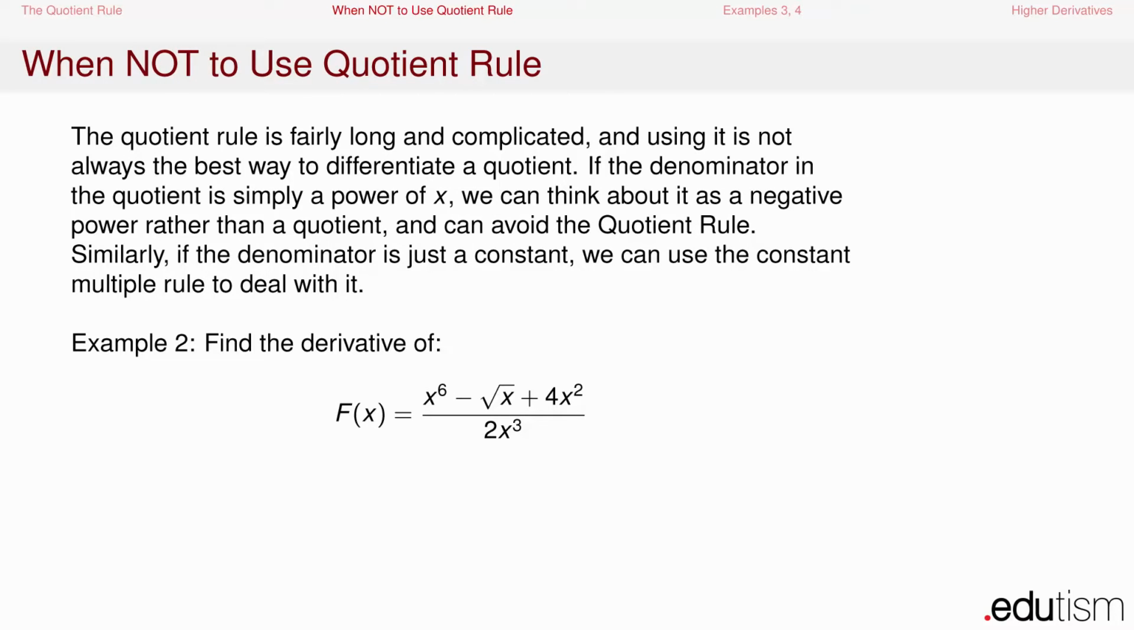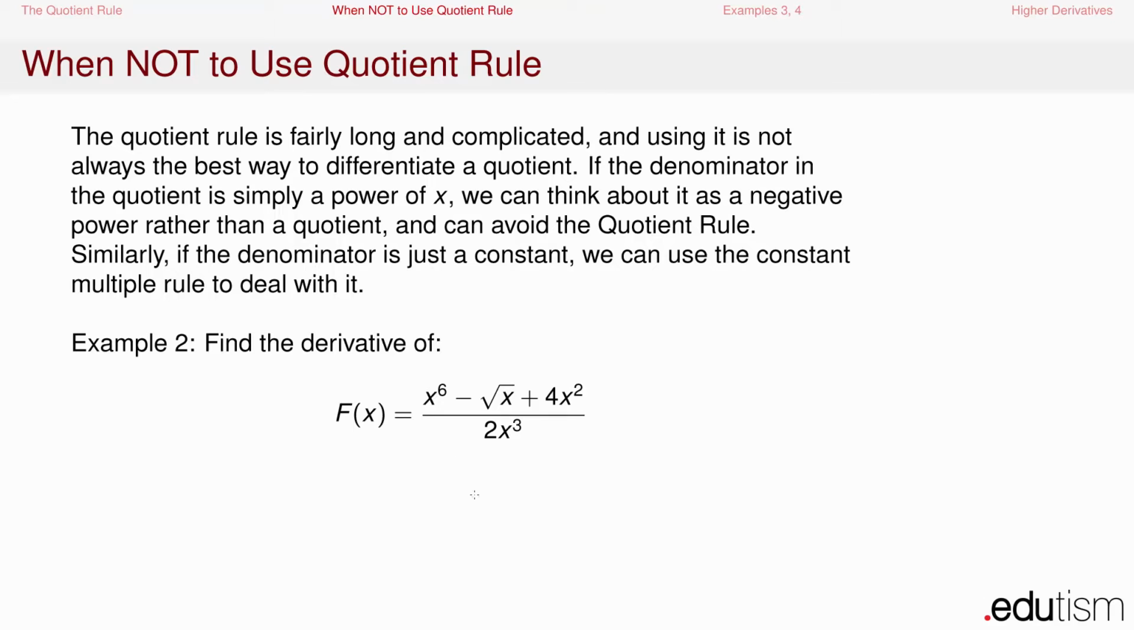The quotient rule is fairly long and complicated, and using it is not always the best way to differentiate a quotient. If the denominator of the quotient is simply a power of x, we can think about it as a negative power rather than as a quotient, and can avoid the quotient rule entirely. Similarly, if the denominator is just a constant, we can use the constant multiple rule to deal with it, rather than using the quotient rule.